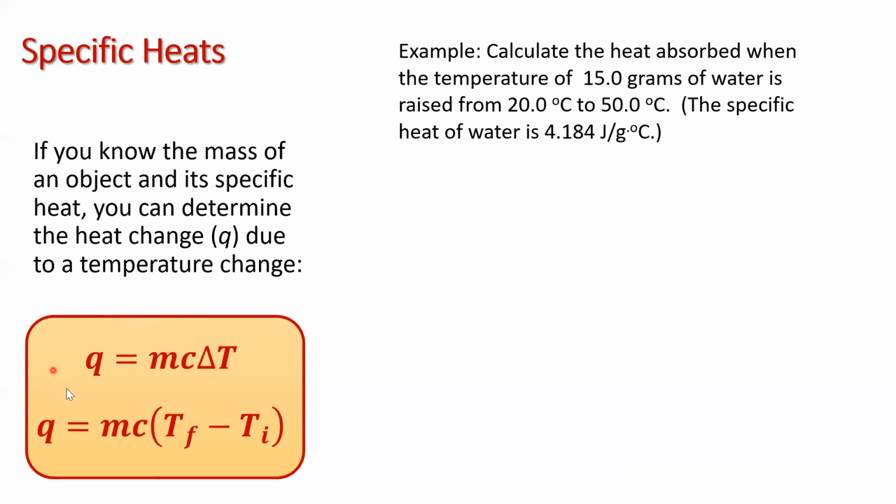So here's our equation. We are calculating Q. We know the mass. We know the specific heat, and we can calculate the temperature change, the final temperature minus the initial temperature, and see how much heat needed to be absorbed in order for that change to take place.